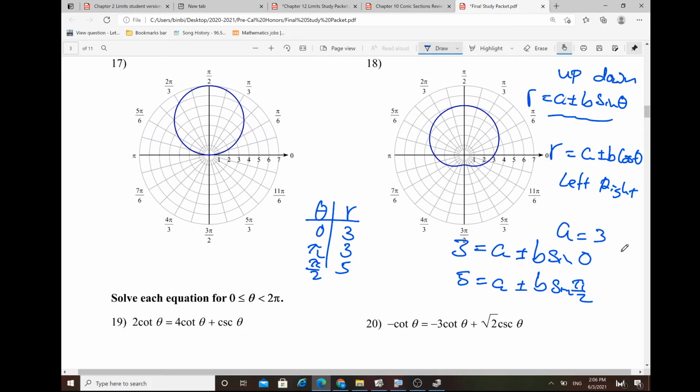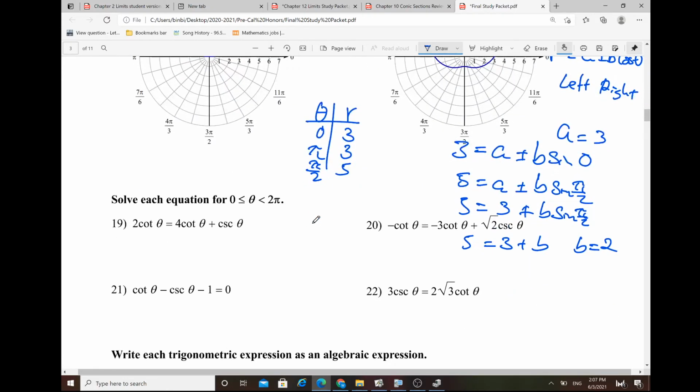So a is 3. In order to solve for the rest, we know that sine of pi over 2 is 1. So 1 times b is b. That means 5 equals 3 plus b, and the value of b is 2. So the cardioid, what we got here, the radius is 3 plus 2 sine theta. Like that.